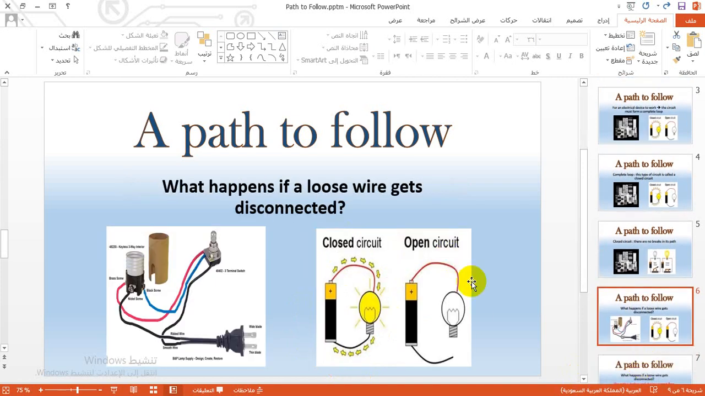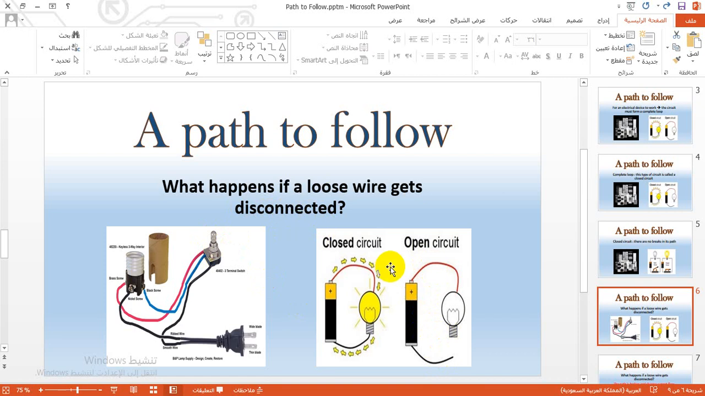So what happens if a loose wire gets disconnected? By the way, the loose wire is something like this. This is the loose wire. Many wires connected to each other, we call it a loose wire, and they are disconnected. What will happen if the loose wire is disconnected, like in the example here, or if you switch it off from here? It's disconnected.